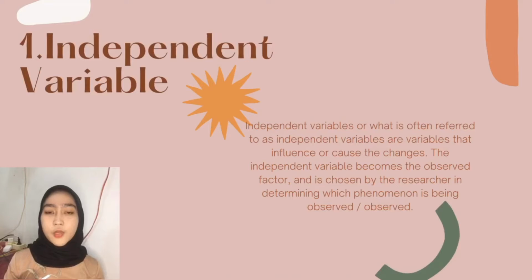At first, I will explain about the independent variable. An independent variable is a variable that influences or causes the change in the research study. The independent variable becomes the observed factor and is chosen by the researcher in determining which phenomenon is being observed. So this independent variable is the variable that causes the change of phenomenon in the research study.